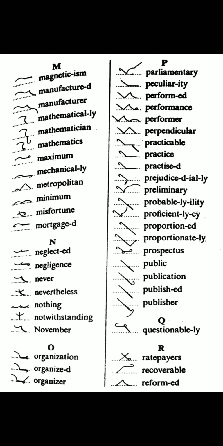Qua with a circle with B on the line for questionable and questionably. Upward R on the line intersecting here it with P with a circle for rate pairs. Upward R on the line K with V hook for recoverable. Upward R on the line with F stroke for reform or reformed.